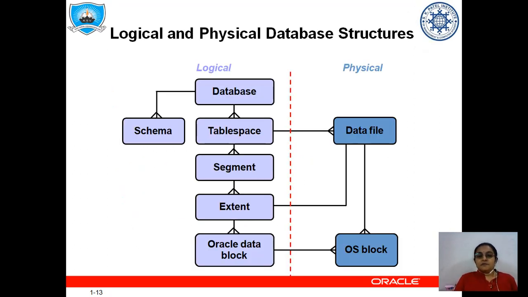Now this diagram makes it very clear how the physical and logical representation of the database structure takes place. As we have discussed the logical representation of the database structure, till now we have covered three components: one is memory, another is process, and third is storage. Memory and process are the logical representation, and the storage is the physical representation.